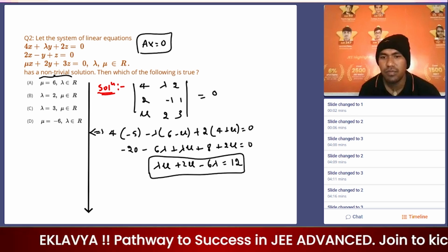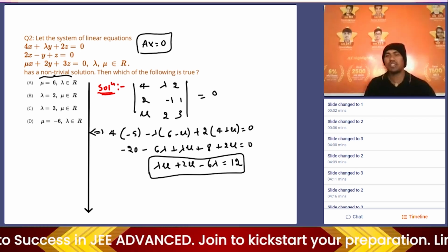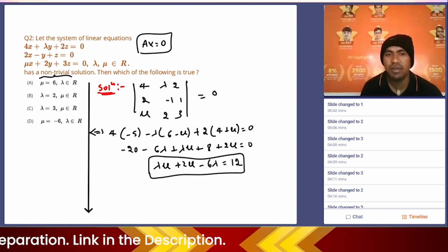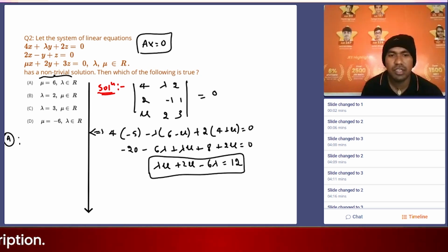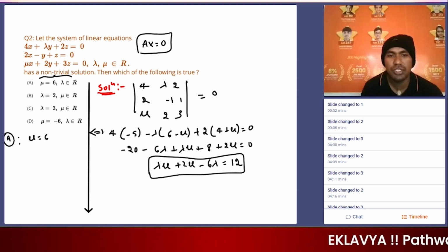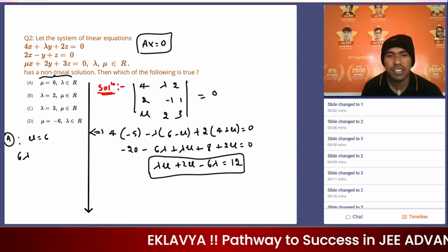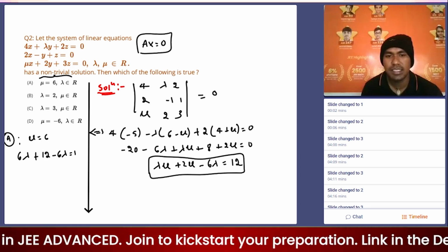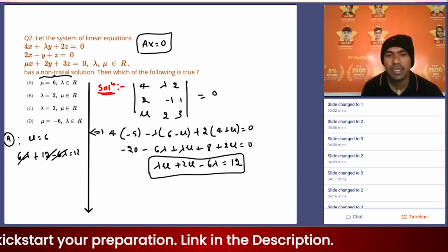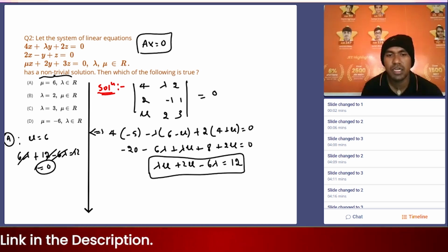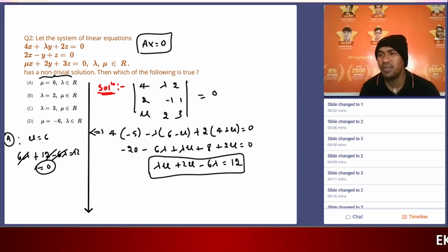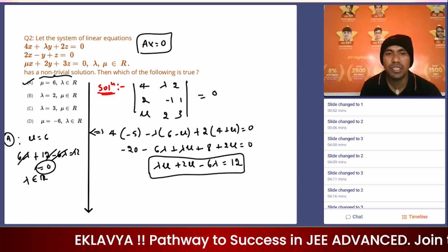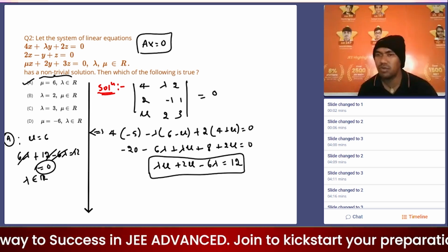Now, because here they have given the options, with the help of options we will try to identify the mu and lambda value. So first option here they gave mu equals 6. If I go with the option verification and substitute mu equals 6 here, then you will get 6 lambda plus 2 times 6, 12, and minus 6 lambda, which equals 12. Now this entire part is becoming 0, right? Which means lambda is independent. Lambda can be any real value. So option A is satisfying, and that will be the answer.